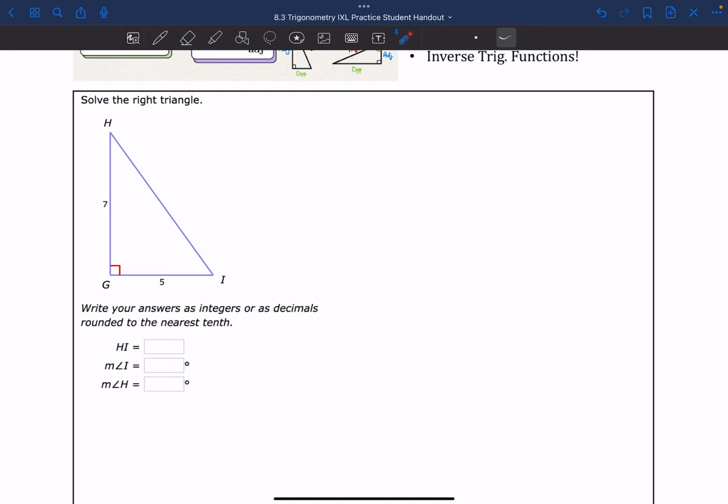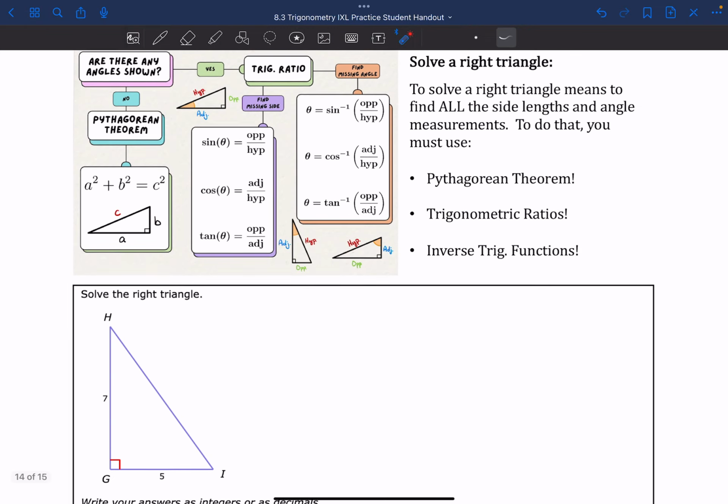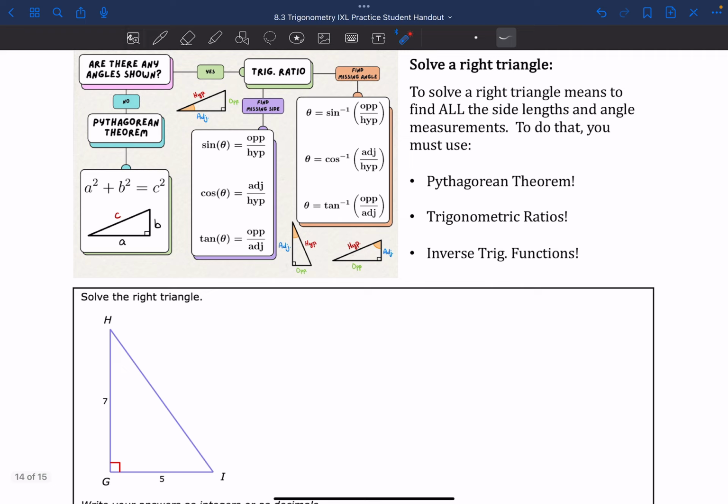Okay, first we need to find, well, I mean, we can actually find anything. There's really nothing that would be easy for us in the beginning. So let's just go down the line. Let's find HI. Okay, let's look at the diagram. Are we looking for any angles, or are we dealing with any angles? No. So we're going to go down this route, which means we have to look at the Pythagorean theorem. Pythagorean theorem, perfect.